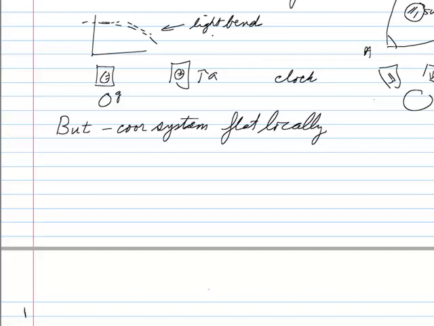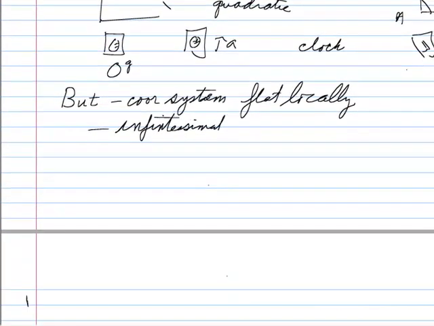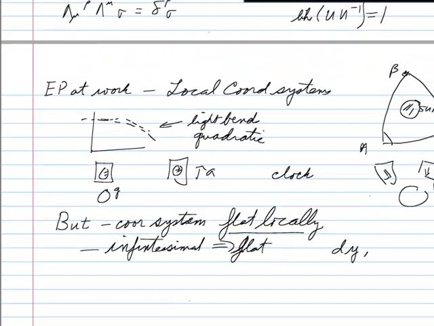And you can see this here. This light bending is quadratic. So if you make them small, infinitesimal, you can make things flat. So the equivalence principle tells us that we can make locally flat coordinate systems. So let's do that. So let's make little dy alphas. Make our little directions in time and space locally.